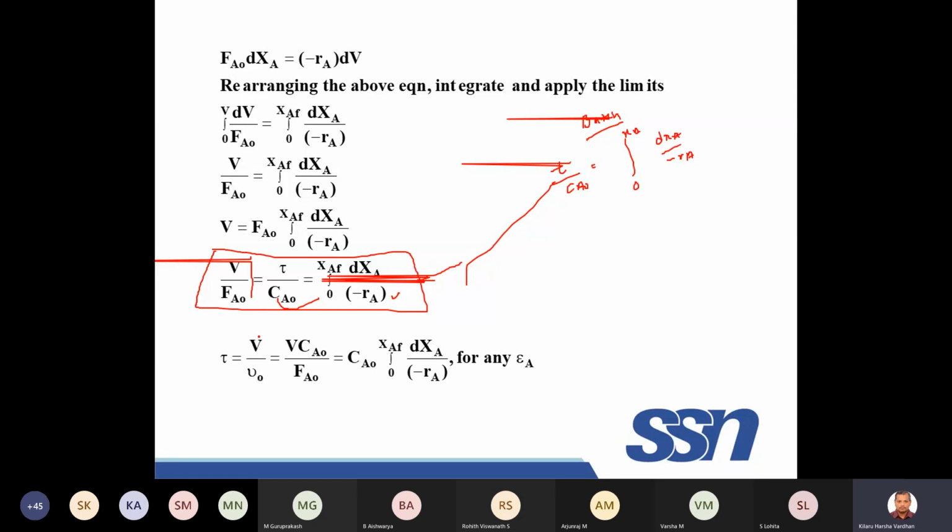Surprising, right? Anyone surprised because of that? Maybe you didn't notice. Since I wrote here, t by CA0 is integral 0 to XA dXA by minus rA. Either you can write in terms of concentration or conversion or number of moles also. dNA by minus rA also you can write. Based on that, the integral values will change, right? My second question is here: why do this PFR and batch reactor have the same performance equation? A surprising result.